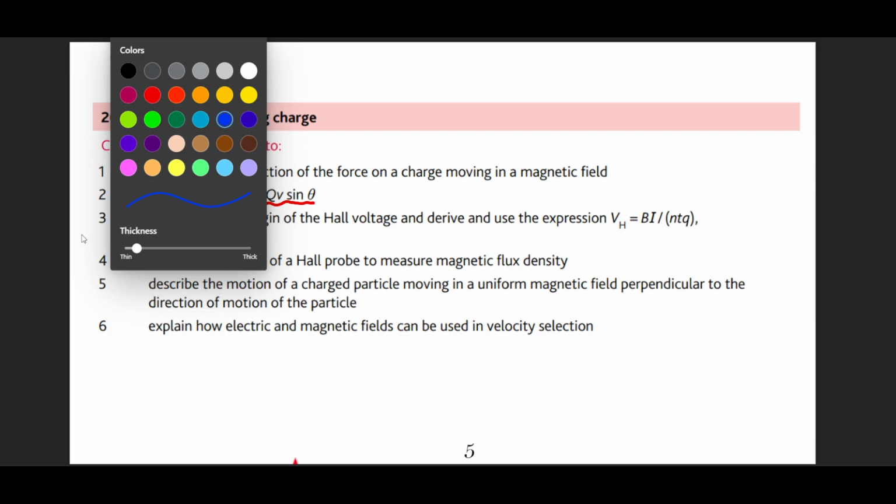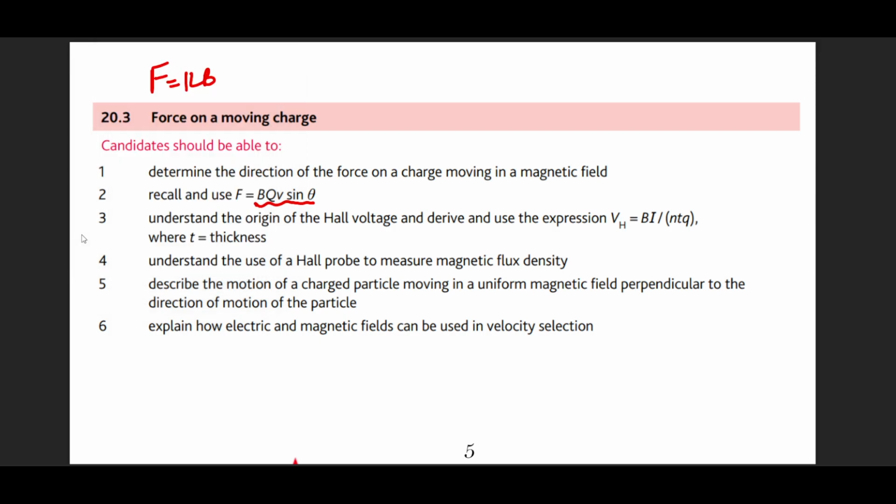These are exactly the same things. The only thing here is that we are considering the whole conductor in this case, and in this case, we're just looking at one electron or one positive charge. So the objective is to determine the direction of the force on a moving charge in a magnetic field. This can only be done by Fleming's left-hand rule.